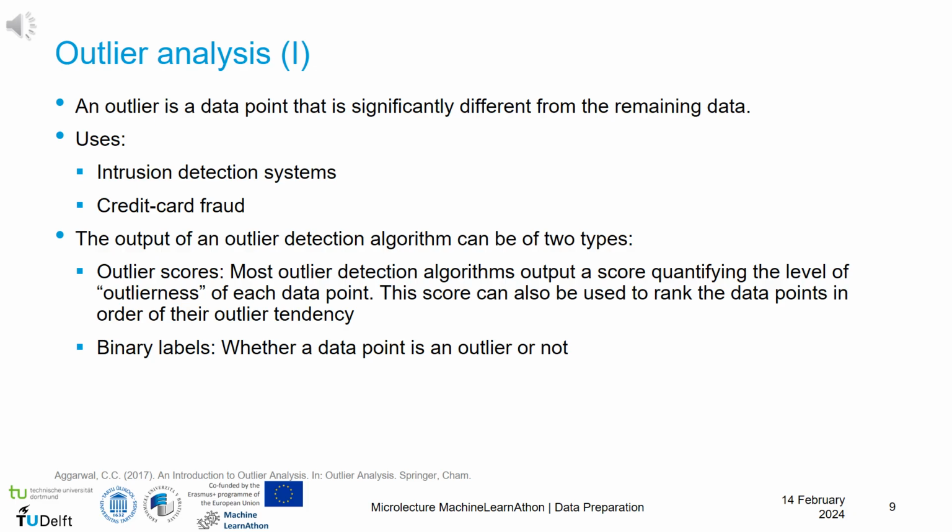Outlier detection is important because outliers are data points that are significantly different from the remaining data. And that means that they usually contain valuable information. Either the data point is an error, which might sometimes happen, so that you have, for example, if you deal with numerical values, an extremely high or low value due to some measurement error, or they are, let's say, very interesting data points. So outlier detection is, for example, used for intrusion detection systems or also for credit card fraud.